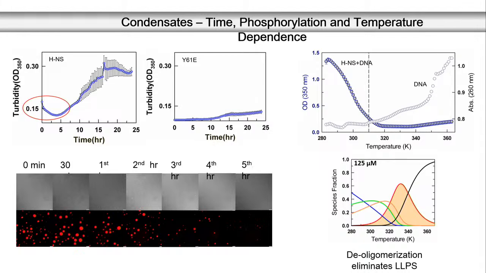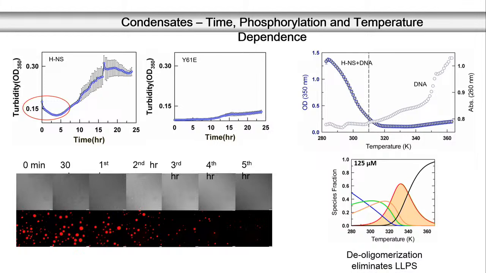Right, so the next question that I wanted to ask is, now we found that HNS is a nucleoid condensing protein, and if you have changes in temperature and you go from low temperature to high temperature, we already know from the thermodynamic modeling that the protein de-oligomerizes at higher temperature, which means that when it de-oligomerizes it should not be able to form droplets as well. And this is exactly what we observed here. This is OD as a function of temperature. Focus on this particular blue curve. As you increase the temperature, the OD actually decreases significantly.